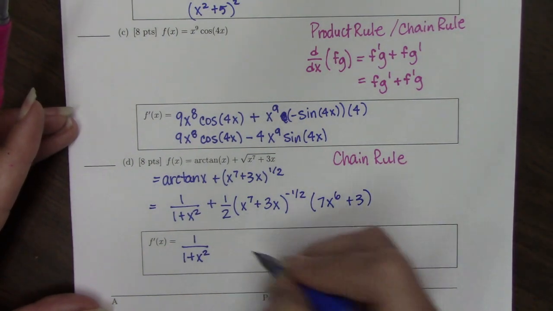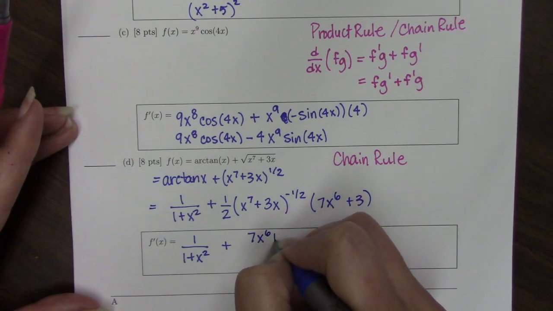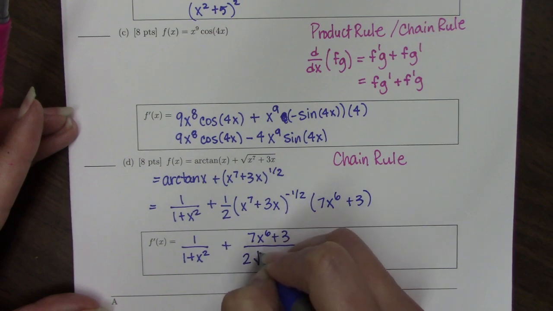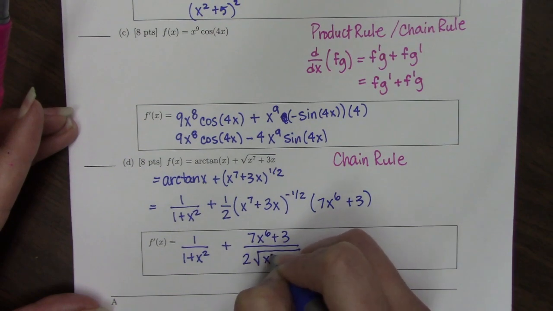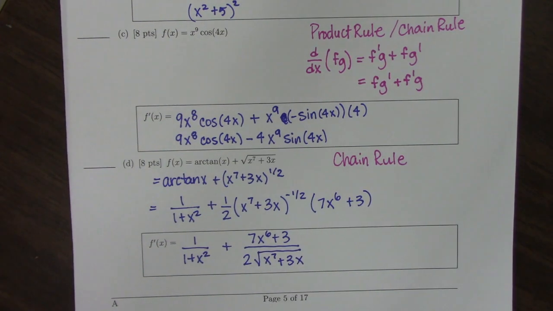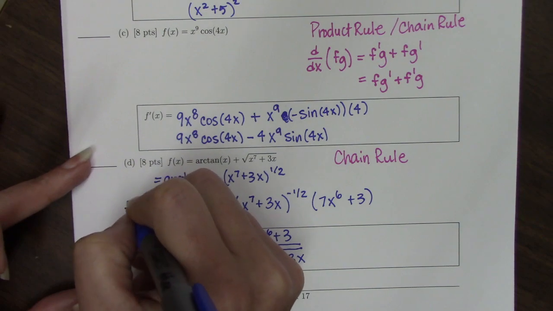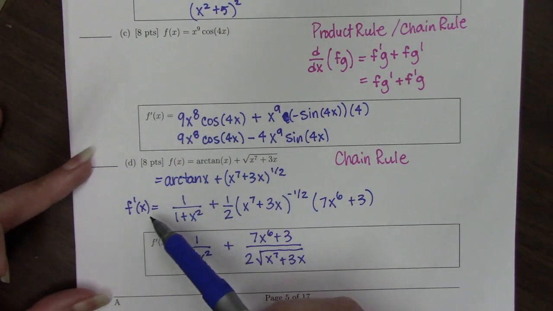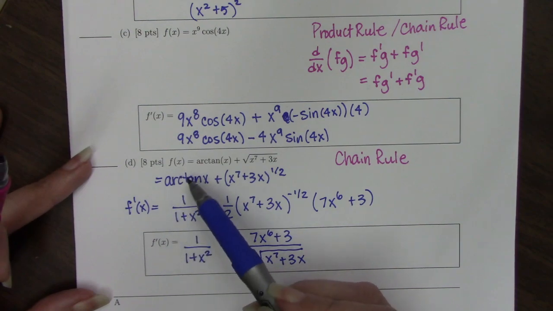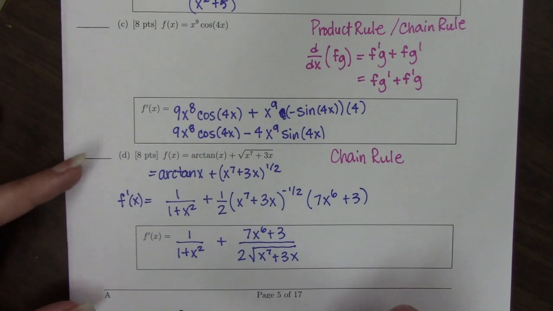You can technically stop here, but I'm going to get plus 7x to the 6 plus 3 in the numerator, and in the denominator I have 2 times the square root of x to the 7 plus 3x. But it's perfectly fine to stop here. And if I had not written an f prime of x here, that would have been an improper use of equal signs. It would have looked like I was trying to say the derivative was equal to the original function, so let's be careful and watch out for stuff like that.